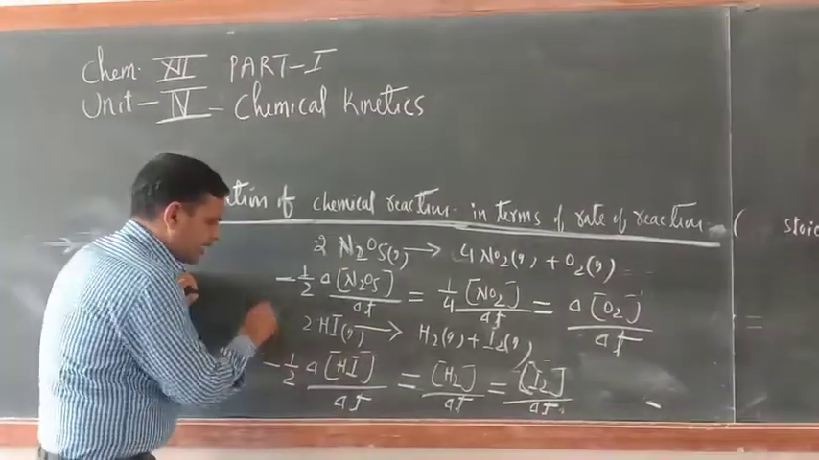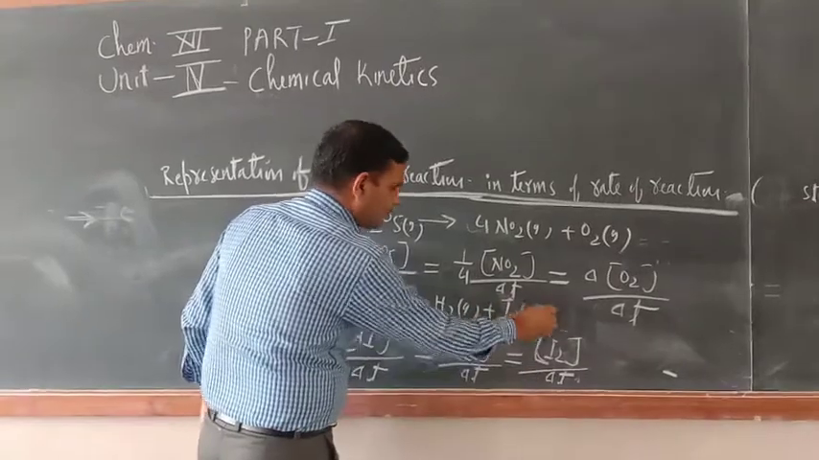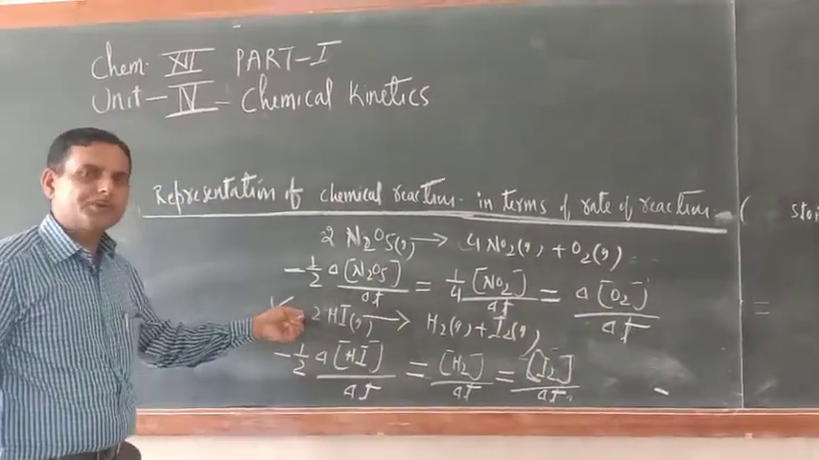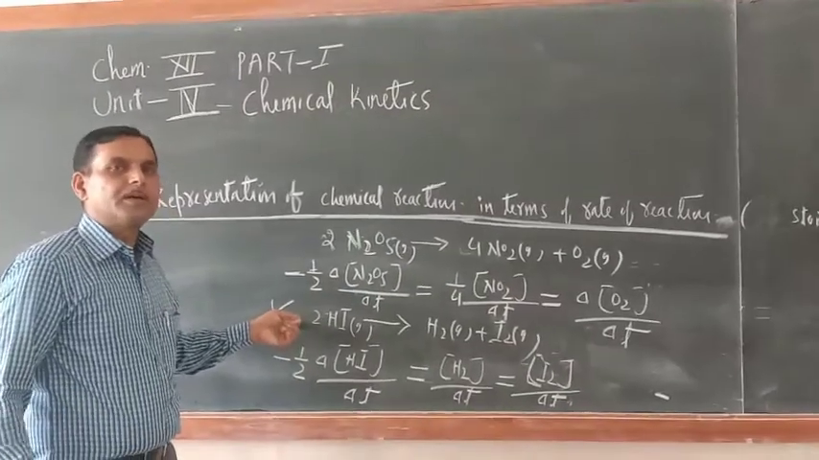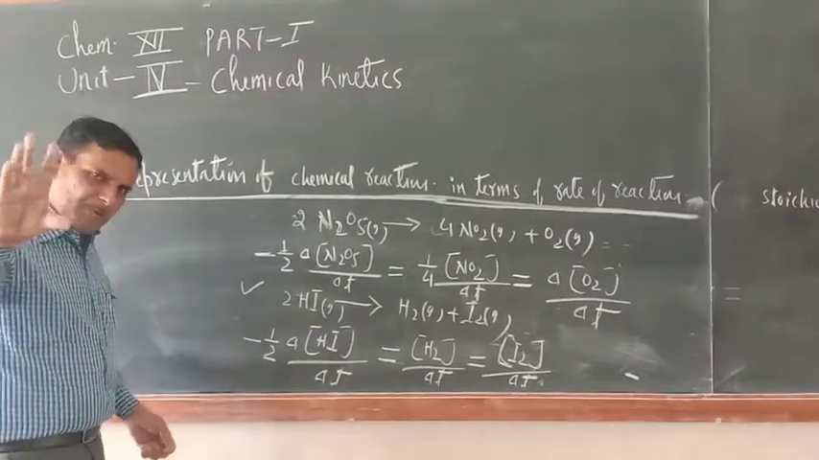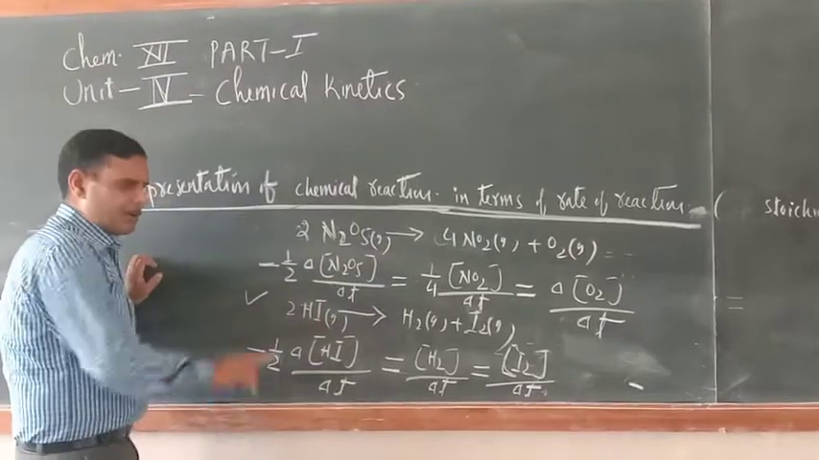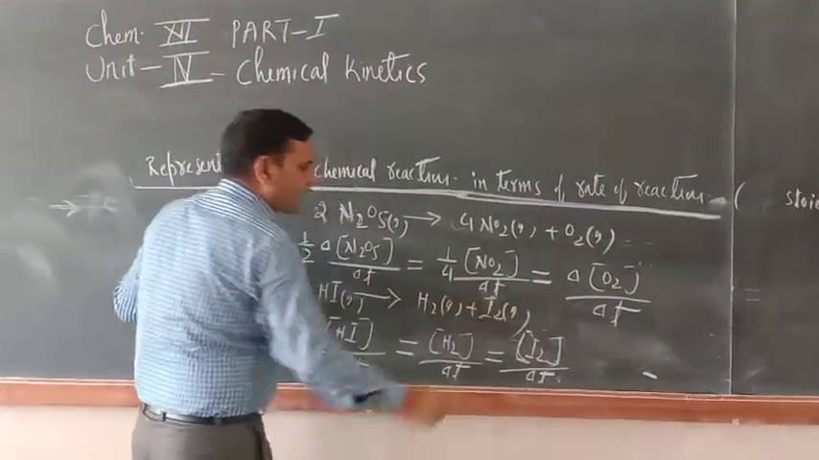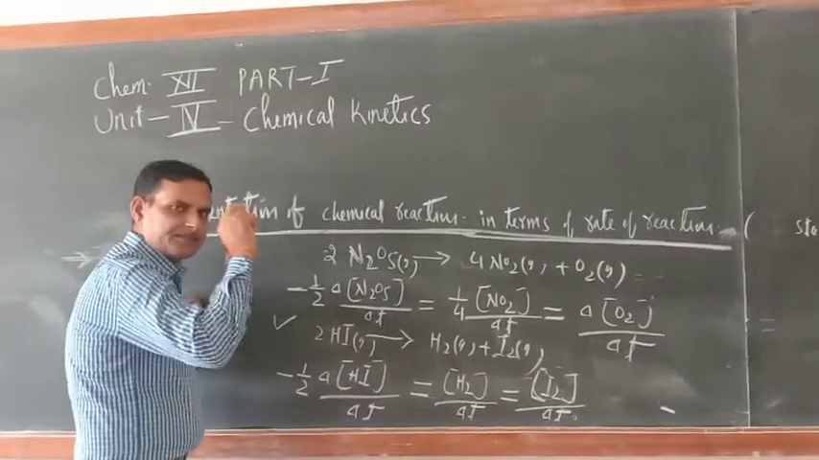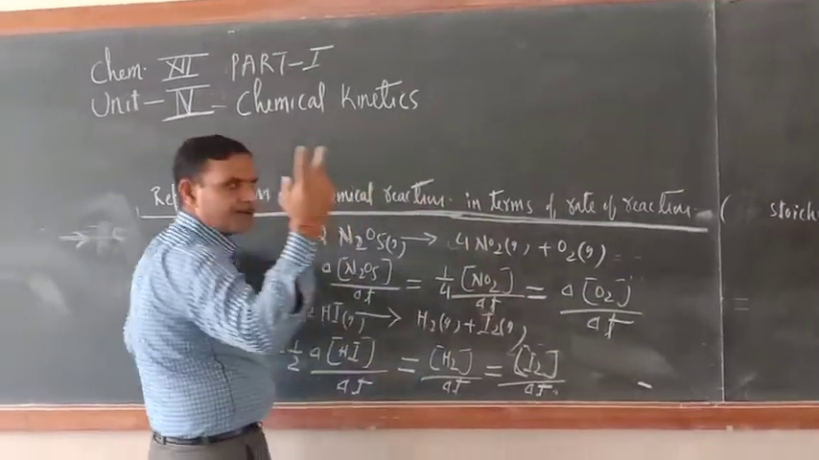Similarly, another reaction, 2HI equals H2 plus I2, gas. So what is there? 2 is the stoichiometric coefficient, so it should be written in terms of 1 by 2. Just remember, dear cadets, here 2HI is written, and H2 and I2 are formed. When 2 moles of HI decompose, then 1 mole of H2 and 1 mole of I2 are formed.